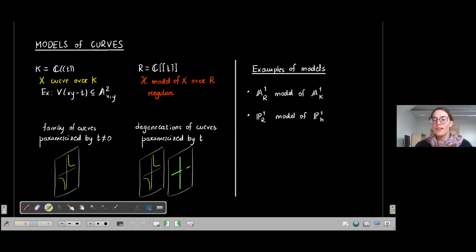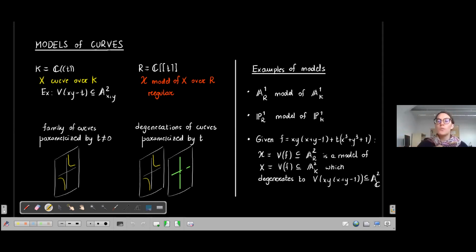Now let's see one that is not as trivial as the one I just gave. Suppose that you fix a polynomial f, xy times (x plus y minus 1) plus t times (x cubed plus y cubed plus 1). You see here that the coefficients depend on t, on this parameter.